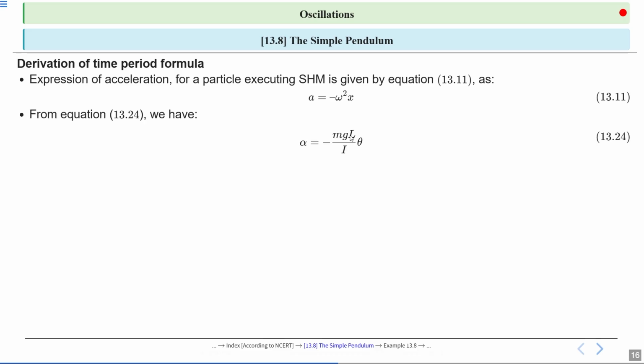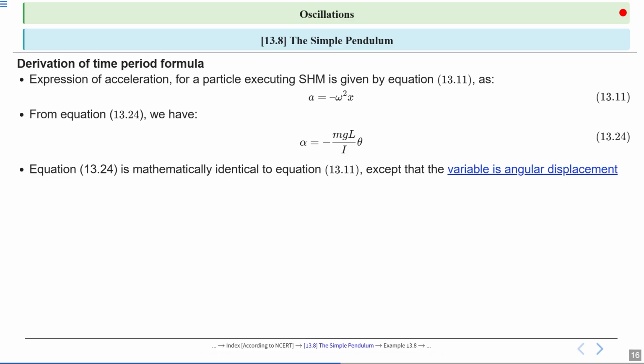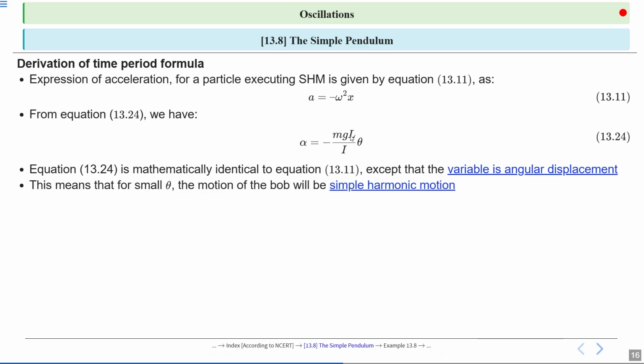So from equation 13.24, that is alpha equal to minus mgl theta divided by I, equation 13.24 is mathematically identical to equation 13.11 except that the variable is angular displacement. So for small values of theta, the motion of the pendulum bob is simple harmonic motion. This is only true for small angles. By comparing these two equations, we can find the angular frequency omega for the pendulum.